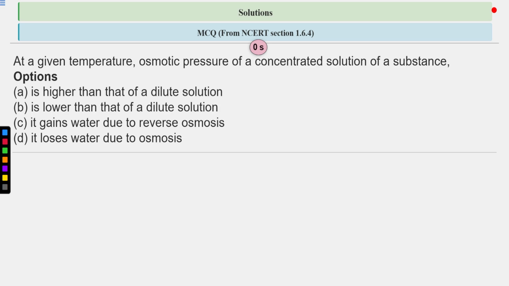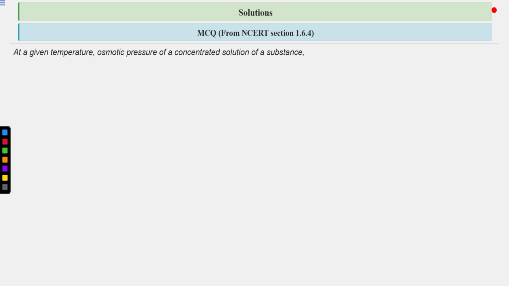Okay, let's see. For this given question, the correct answer is option A, that it is higher, or you can complete it like: at a given temperature, osmotic pressure of a concentrated solution of substance is higher than that of dilute solution. Now let's see what will be its explanation.